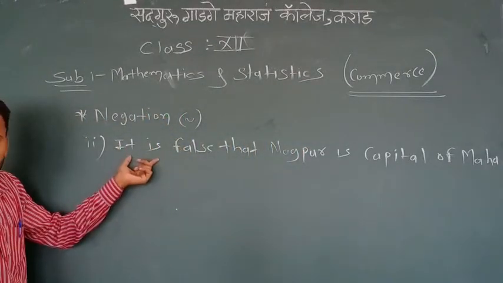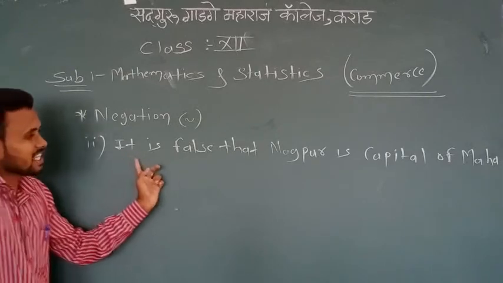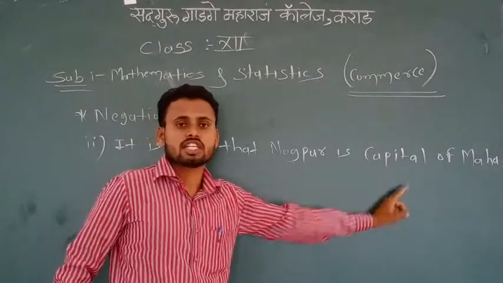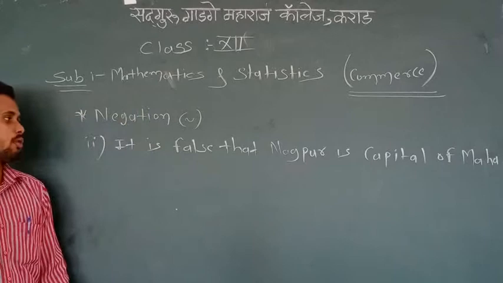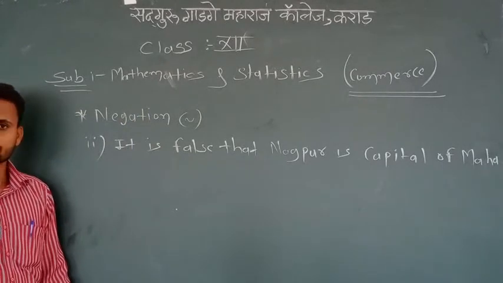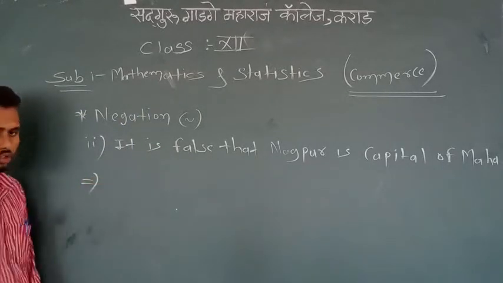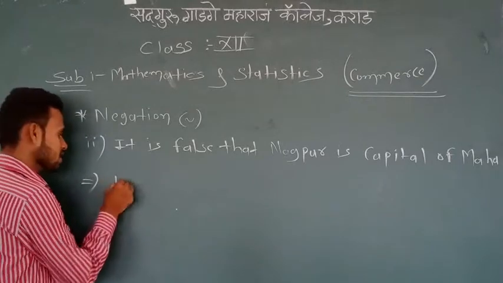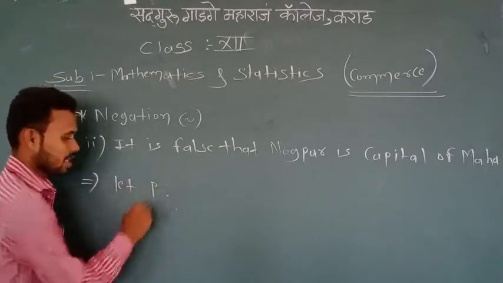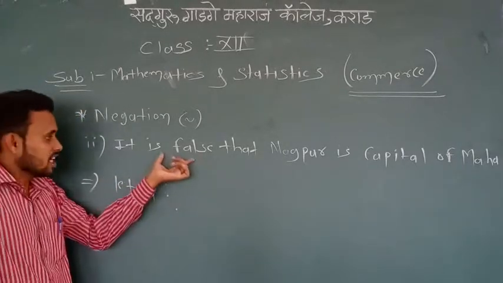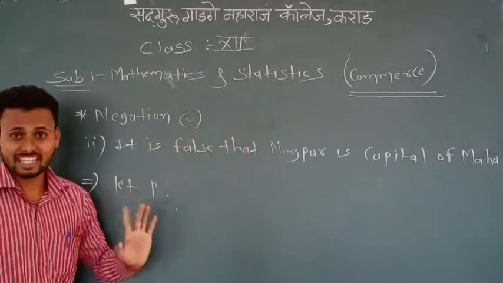Here what do we have to do? Question: write the negation of the following statement. Statement: it is false that Nagpur is capital of Maharashtra. Now in the solution, first we have to consider a statement, let P, but here the given statement is already a negation.